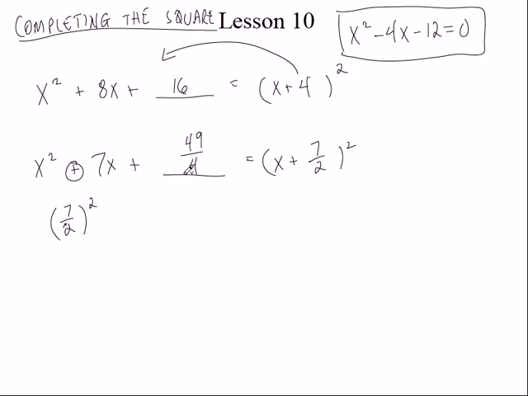So there we go. We've completed the square. We completed it because it was empty at first, right? It was a blank at first. And then we made it into a perfect square. That's why we call it completing the square.